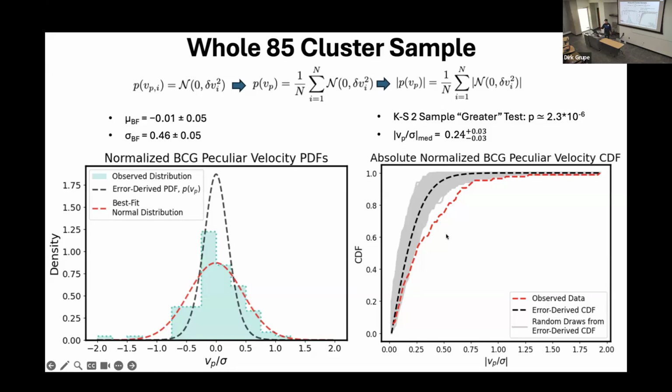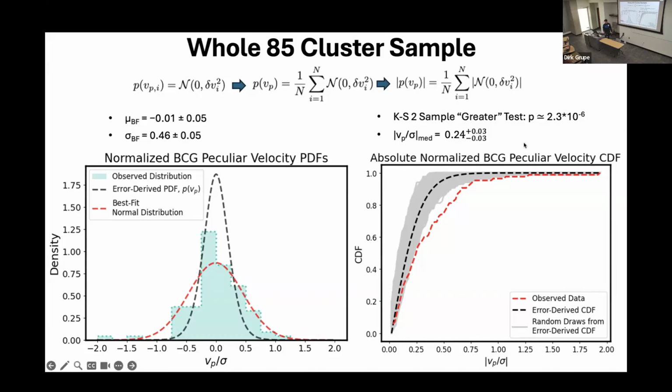And what we do is we assume that the theoretical distribution is greater than the observed distribution, and we reject that hypothesis with a p-value of 2.3 times 10 to the negative 6, which is high statistical significance. And we get a median offset of about 0.24. So this is good. We observe this signature is real. It's truly happening, at least for the whole 85 cluster sample.